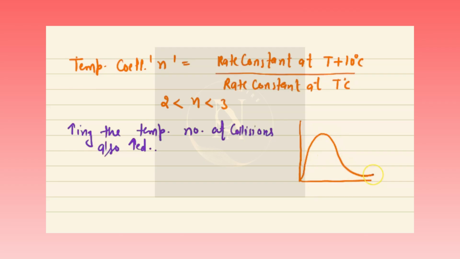T, and here is the reaction path at temperature T. Whenever the temperature is increased by 10 degrees Celsius, the reaction rate will be this. Here, this will be the reaction path at T plus 10 degrees Celsius. Here, this is the fraction of molecules, the change in the fraction of molecules, and the change in the kinetic energy of the molecules. Here, the most probable kinetic energy is the reason behind the temperature coefficient lying between 2 to 3.